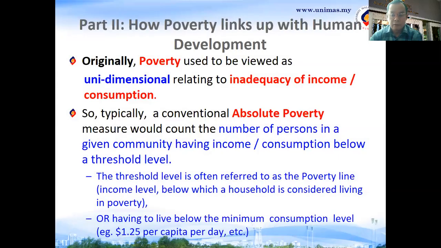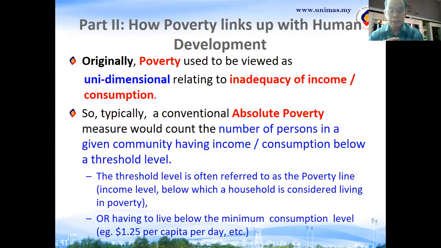Okay, right. So that's part one of our lecture. So I'm going to the second part, and this is not going to be a very long one. The second part here is looking into how poverty is being linked up with human development.